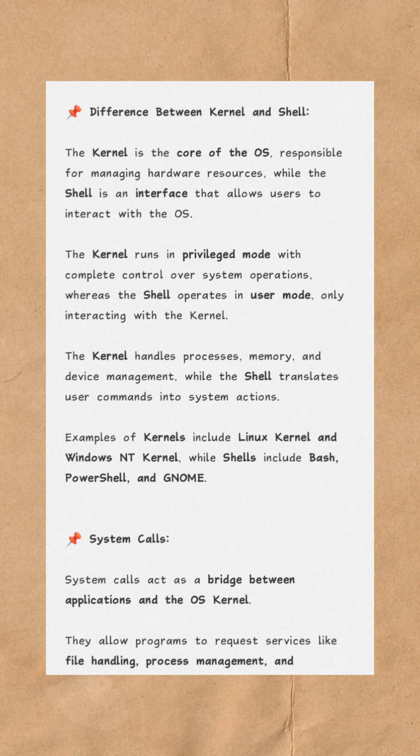The kernel runs in privileged mode with complete control over system operations, whereas the shell operates in user mode, only interacting with the kernel. The kernel handles processes, memory, and device management, while the shell translates user commands into system actions. Examples of kernels include Linux kernel and Windows NT kernel, while shells include Bash, PowerShell, and GNOME.